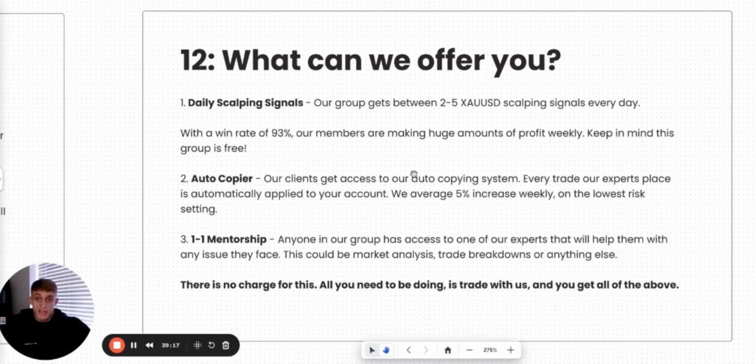Best thing about it is that for all of this, there's no charge. The auto copy has a performance fee, but it's only on the profit that we make. All you've got to do is be trading with us. You don't have to do anything exceptional. There's no monthly fee. It's basically trade with us, make yourself money, and our broker sponsors us. So we're in a really nice position, and we can offer you all of this for free.